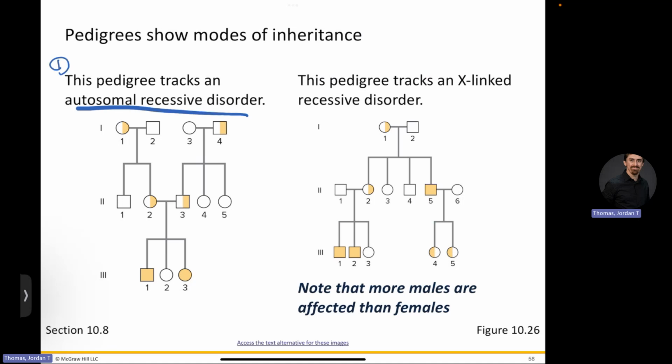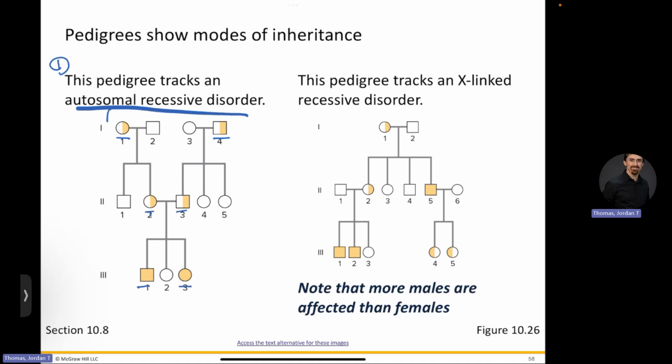So with this one, we have a carrier here and a carrier here. When they have offspring, we get a carrier and a carrier still, but no one's affected. But when these two carriers have offspring, we get two offspring that can have the disease.